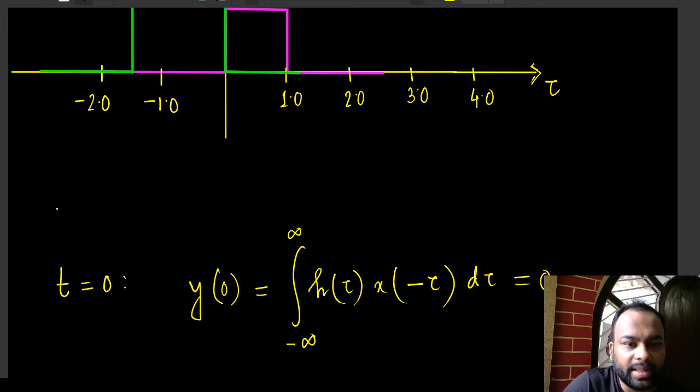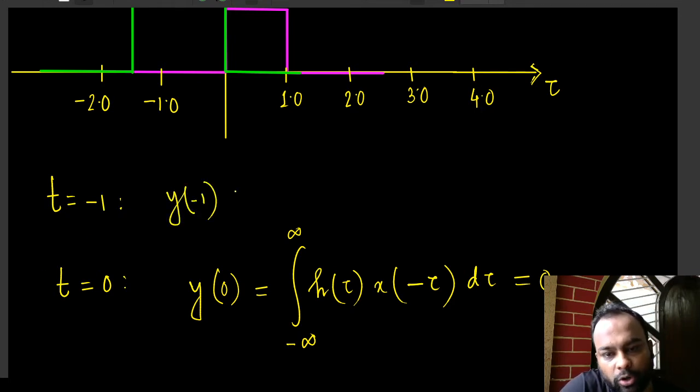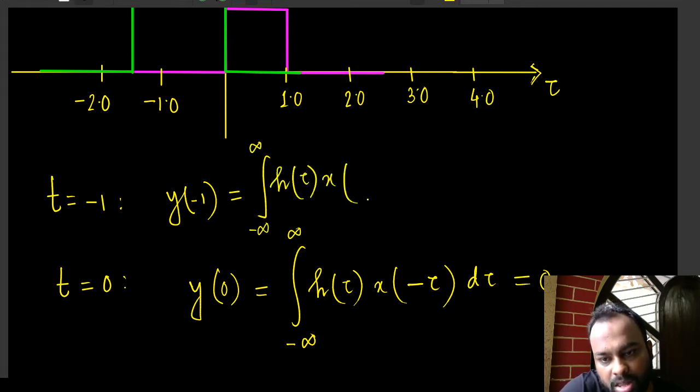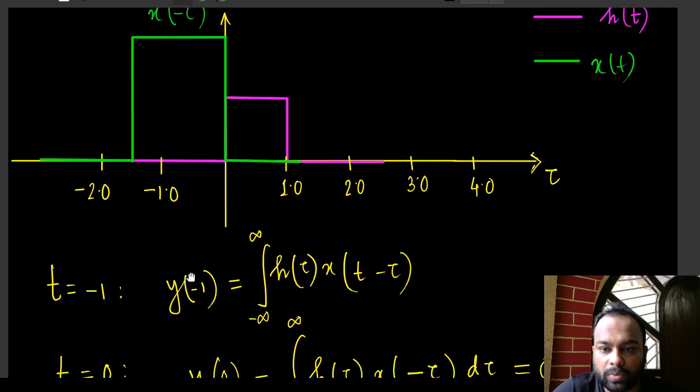Similarly, if I say t equal to minus 1, instead of 0, we are calculating the output when t is equal to minus 1. And how do I do that? Again, do the same integration. Now again, try to understand. Let me explain once more.